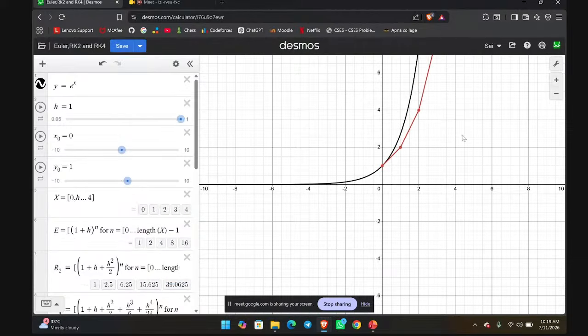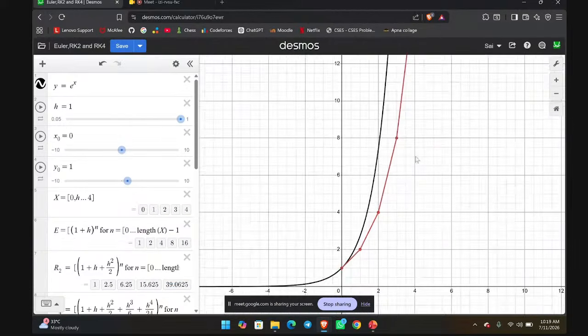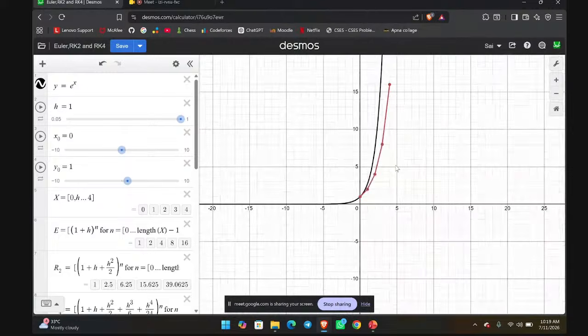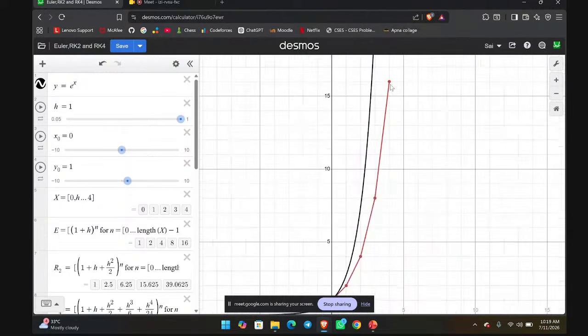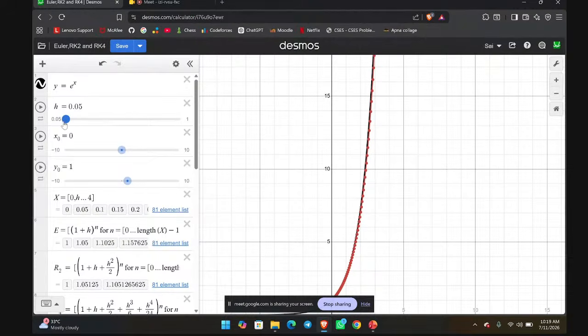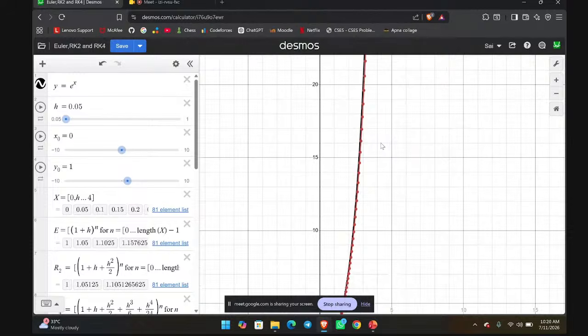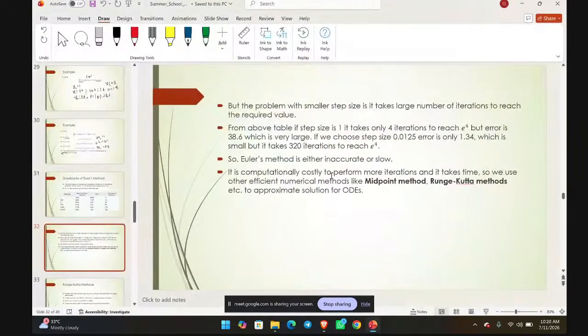If we increase the step size, the divergence starts from the starting points itself. So for step size equal to 1, we reach the point e power 4 in 4 steps, but the error is like 38. That's why we reduce the step size to keep the divergence from the curve small. But Euler method is still one of the most basic methods to solve differential equations. That's why we use other advanced methods such as RK methods or the midpoint method to solve these ordinary differential equations. Any questions?